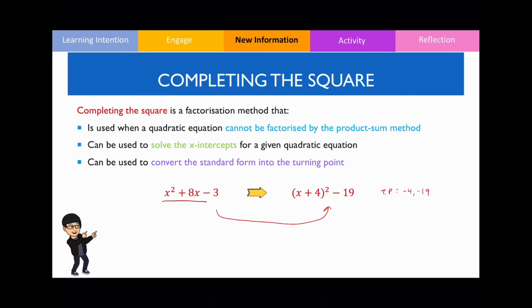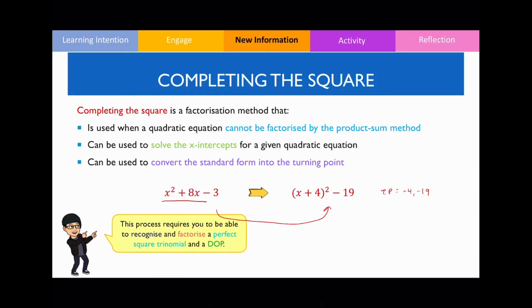And in order for us to go from the standard form into this factorized form, we need to be able to recognize as well as factorize perfect square trinomials as well as differences of perfect squares. So just to jog your memory, a perfect square looks something similar to this. When you find a perfect square, this number, when you multiply it by itself, should give you the last term. And if you double this number, that should give you the middle term. Whereas the difference of perfect squares is just two perfect squares separated by a subtraction symbol. So when you factorize it, it should look like this particular form.